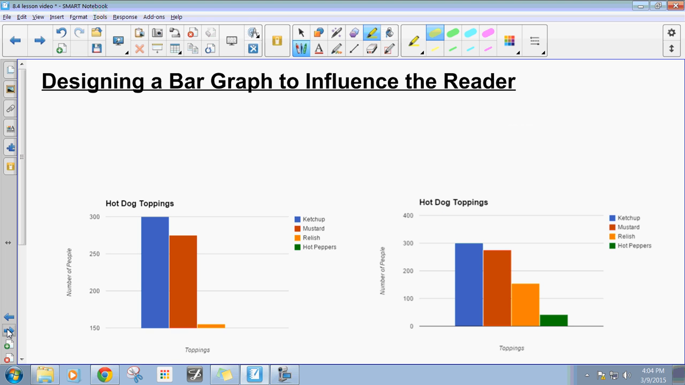So we're going to look at, if we're going to design a bar graph to influence a reader, we want to influence them on purpose. We have 2 different types of graphs showing exactly the same information. We're starting with ketchup, mustard, relish, hot peppers. Same information here, only the hot pepper is completely vanished off our chart. We can see that ketchup accounts for 300 in both graphs. The mustard is 275 in both graphs, and the relish is 155 in both graphs. So the information is the same.